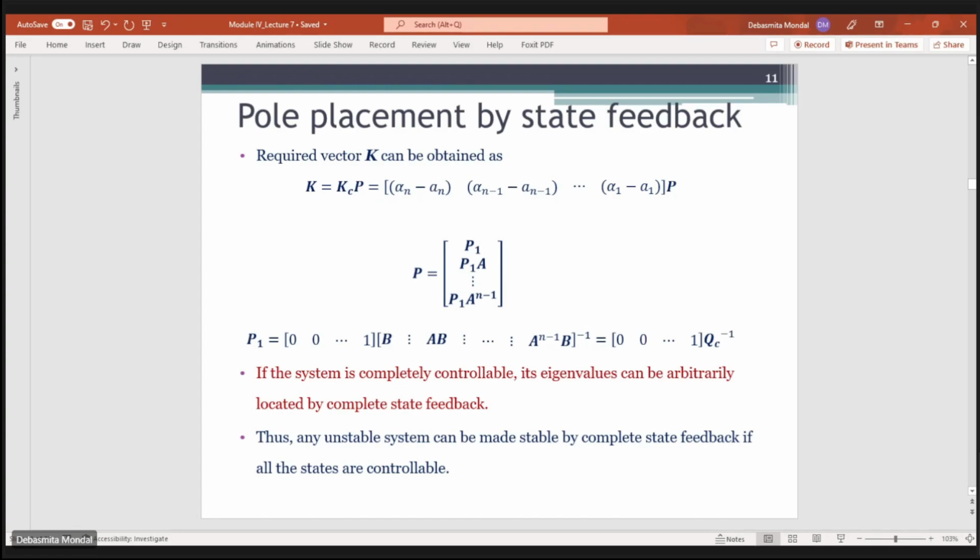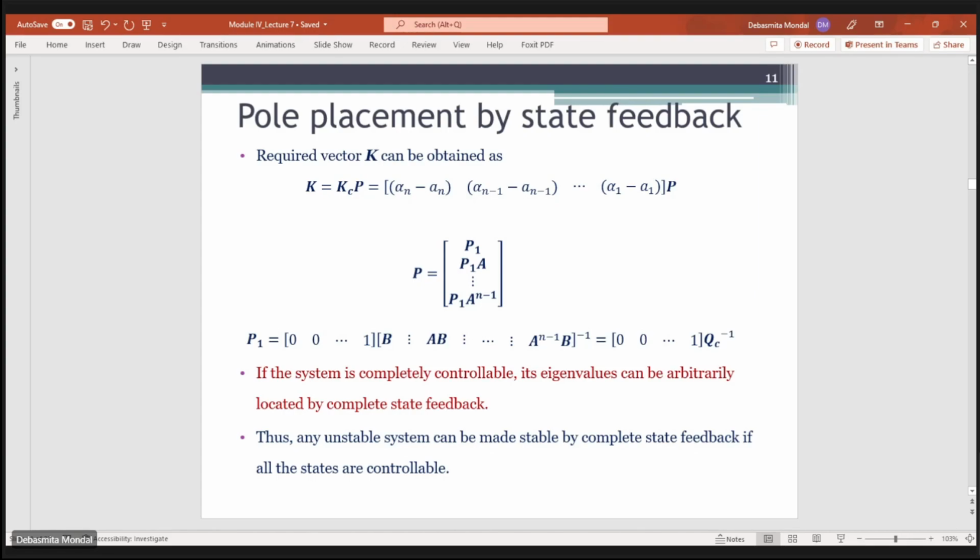Now, only if your system is completely controllable can the eigenvalues of the system be arbitrarily located by using complete state feedback. If your system is not completely controllable, then you cannot use this full state feedback. Using state feedback, even if your open loop system is unstable, you can make that system stable by choosing particular values of the closed loop poles.